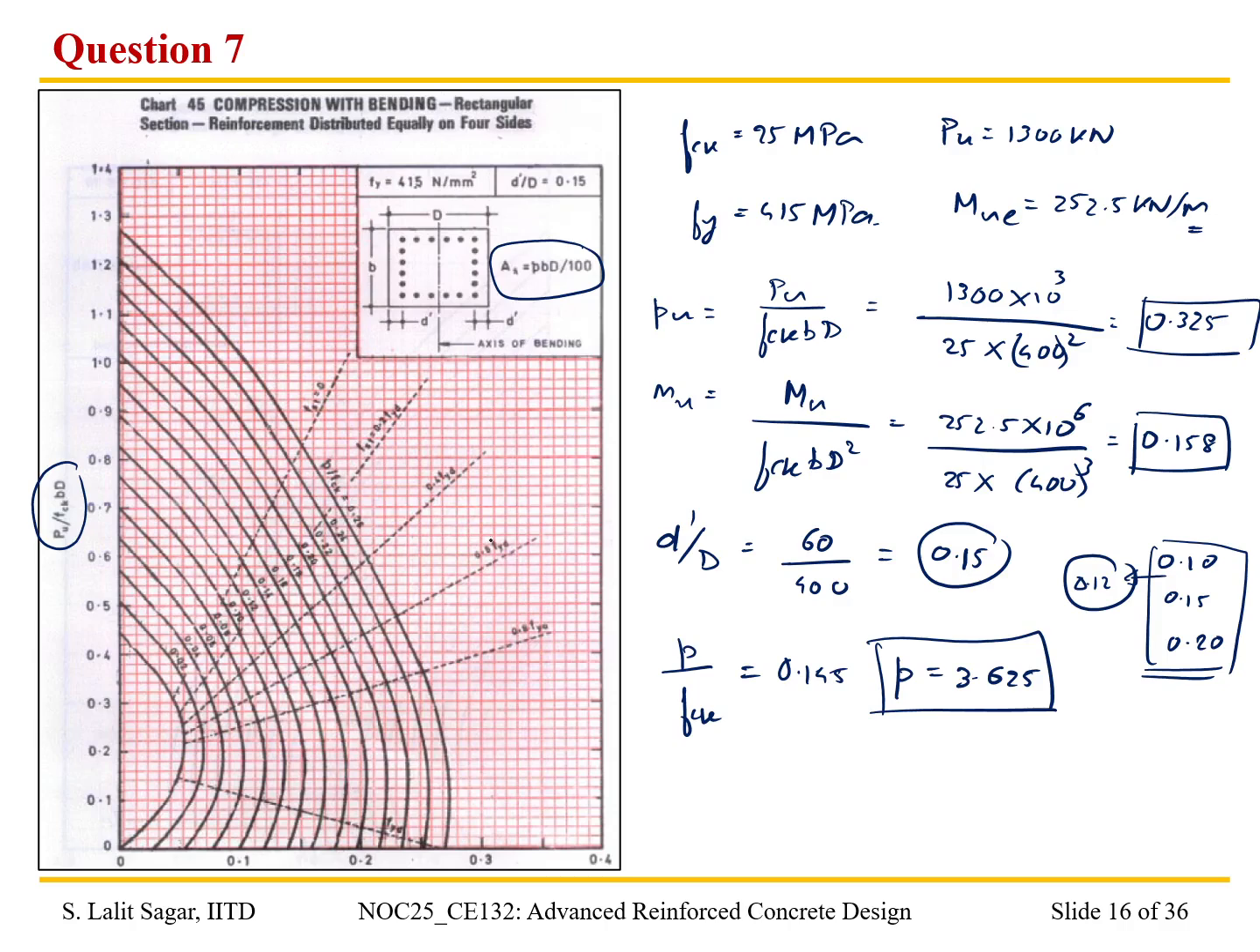So from this value of p, how do we determine the value of As? Let us rearrange the terms in this equation. In fact, it is not required to rearrange. As is equal to p into bD divided by 100. As simple as that. 3.625 multiplied by 400 square divided by 100. So what is the value that we get? Let me calculate.